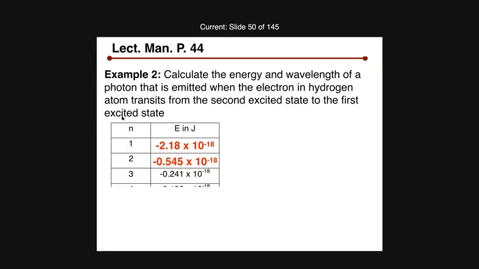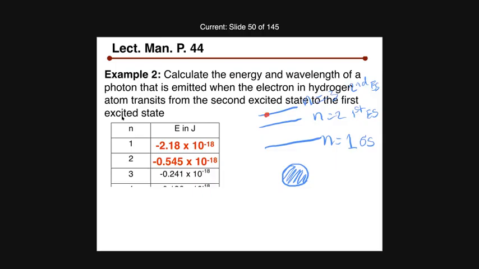So you need to know first n equal to 1. If you draw the nucleus, n equal to 1 is the one closest to the nucleus, and this is what we call the ground state for hydrogen gas. n equal to 2 would be the first excited state. n equal to 3 would be the second excited state. So in this case, the electron goes from the second excited state to the first excited state, which means it involves n equal to 2 and n equal to 3, because these are the excited states.